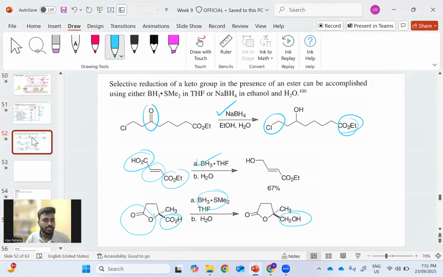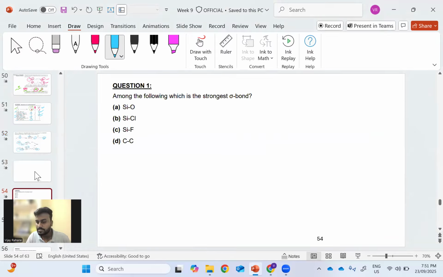So I would like to also take some problems. It will be based on the week 10 content actually. We have already covered week 9. So these problems are based on the week 10 topics.